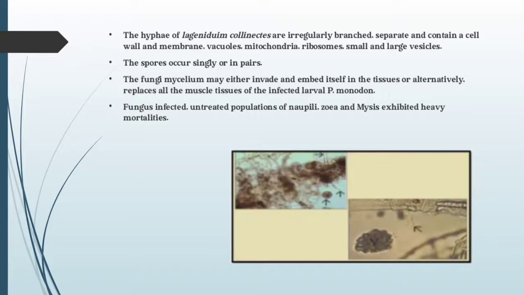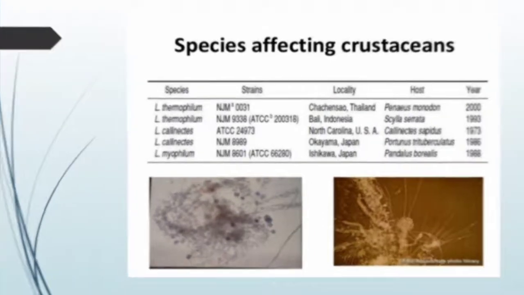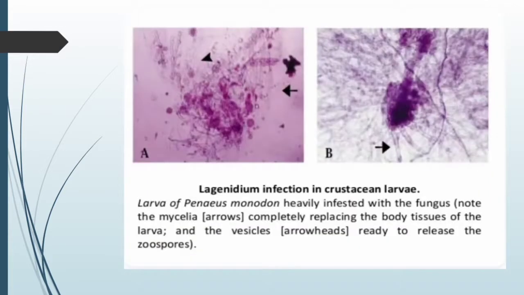small red vesicles. The spores occur singly or in pairs. The fungal mycelium may either invade and embed itself in the tissues or alternatively replace all the muscle tissue of the infected larval P. monodon. Fungus-infected untreated populations of nauplii, zoea, and mysis exhibited heavy mortalities. These are the species affecting crustaceans.